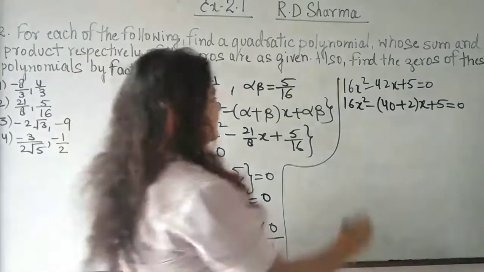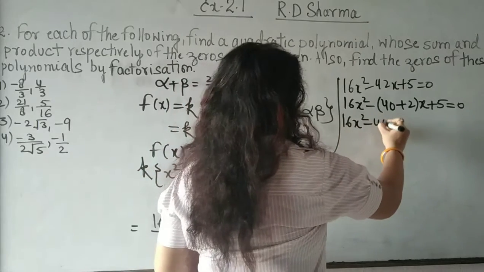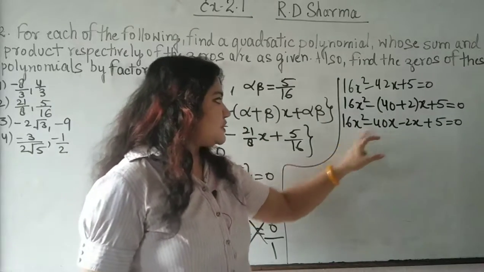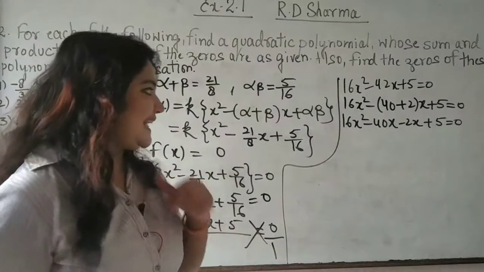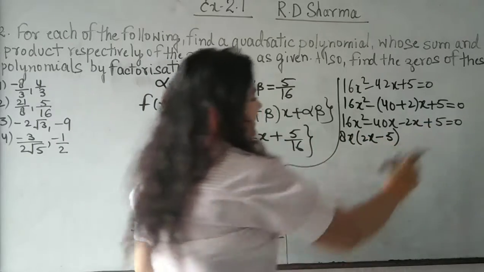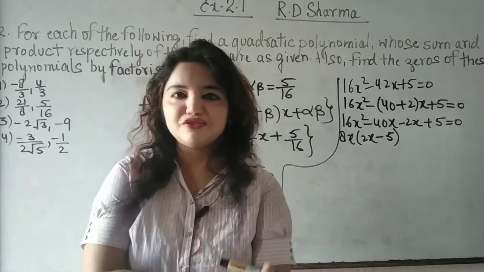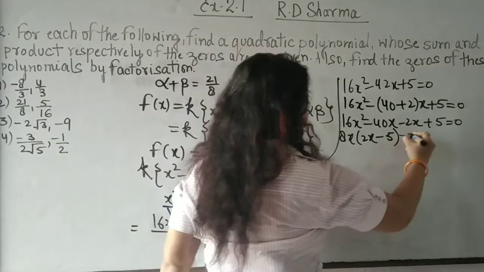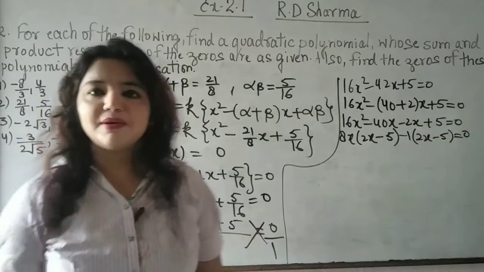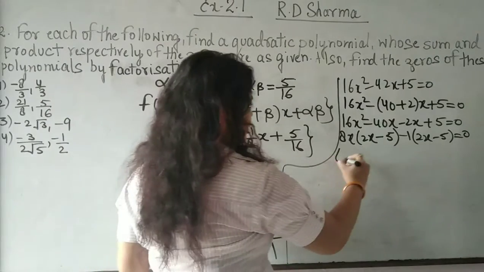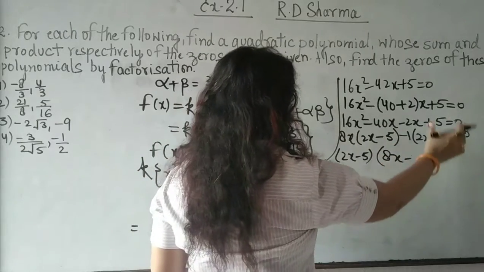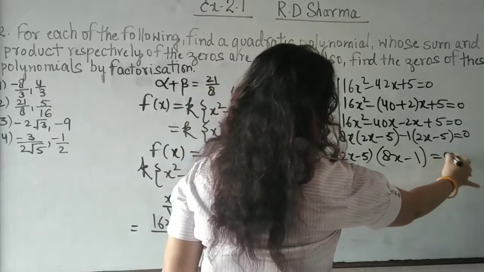Now we will open the bracket. 16x square minus 40x minus 2x plus 5 is equal to 0. Now in these two terms we will take common. What is common? 8x is common. So 8x, here it is 2x minus 5. And here minus 2x plus 5, nothing is common, so I am taking minus 1 common. So here it will be 2x minus 5 is equal to 0. What is common in whole? 2x minus 5. So 2x minus 5 I have taken common. What is left here? 8x minus, and what is left here? Only 1, is equal to 0.